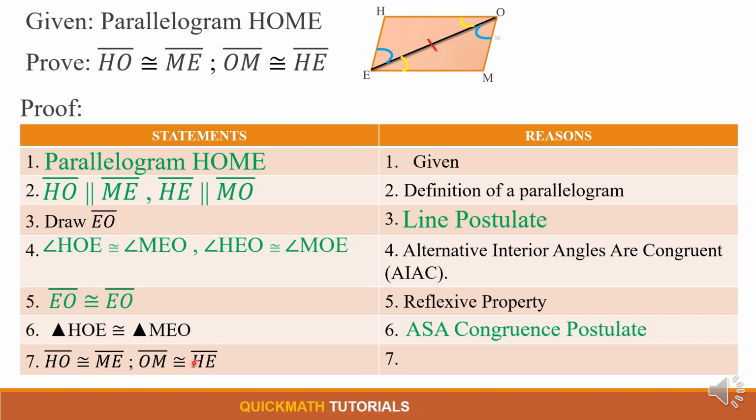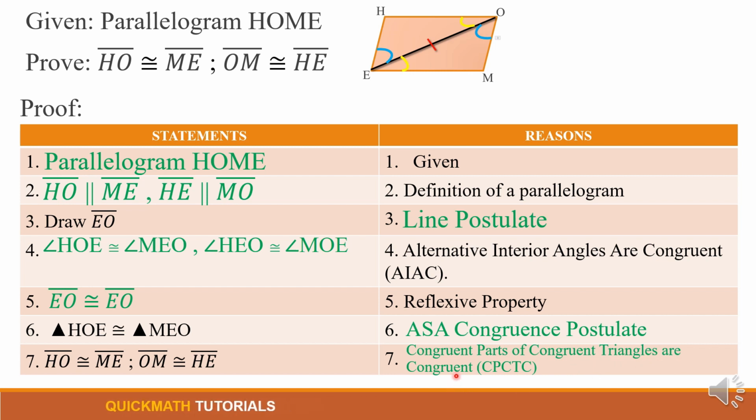So here in number 7, this is what we are trying to prove. The line segment HO is congruent to the line segment ME, and the line segment OM is congruent to the line segment HE. And the reason is congruent parts of congruent triangles are congruent, or in symbol, CPCTC. Since in number 6, we proved that these two triangles are congruent, therefore the congruent parts of congruent triangles are congruent. Thus, we are done with our proof.